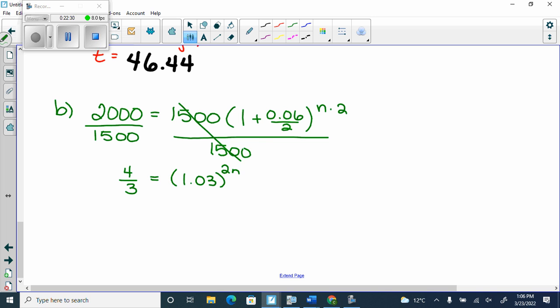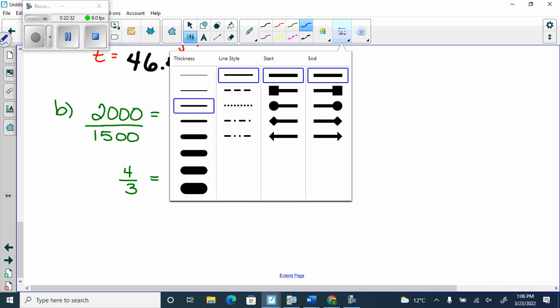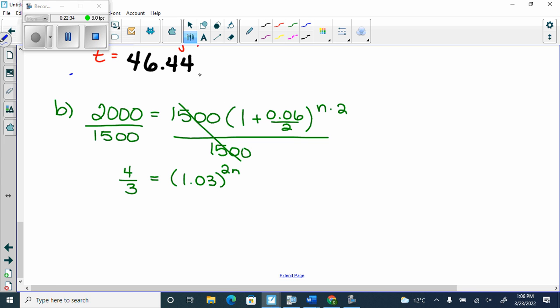So, I would y1, y2, but now I can solve algebraically. If I need to get the exponent to pop down, I have to convert to a log every single time. If I can do common base, that's the only way I don't have to convert. I can't make 4/3 1.03. I do not know how to do that. So I'm going to convert to a log to get that exponent to come down.